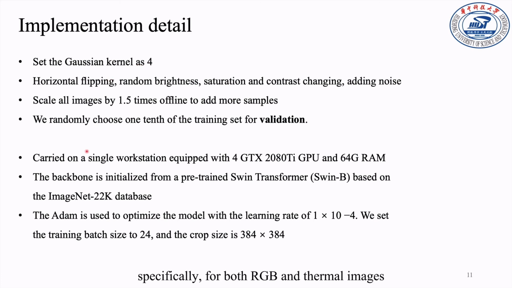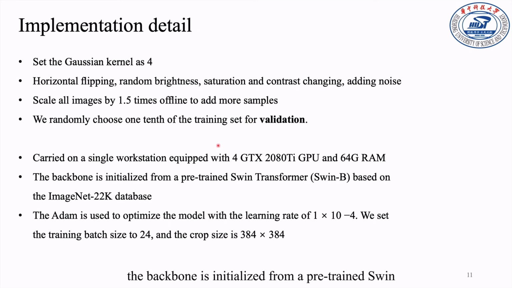Here, we summarize the experimental details. Specifically, for both RGB and thermal images, we set the Gaussian kernel as 4. We augment the training data by horizontal flip, random brightness, saturation and contrast changing, and adding noise. Additionally, we scale all images by 1.5 times offline to add more samples. We randomly choose 1/10 of the training set for validation.